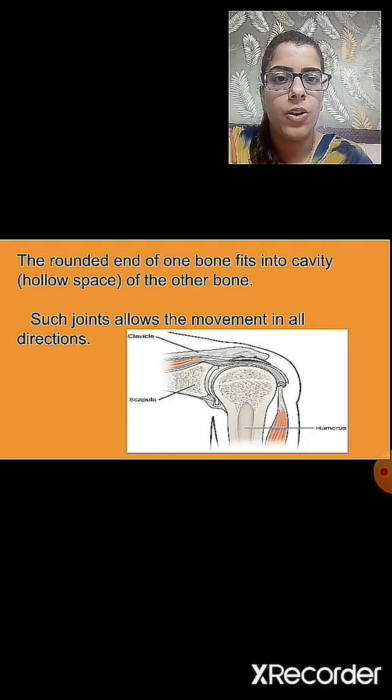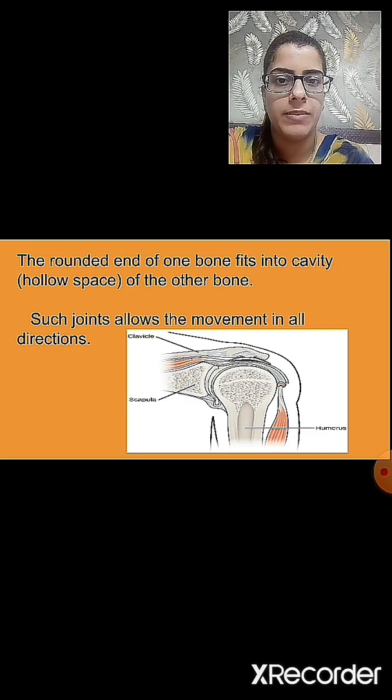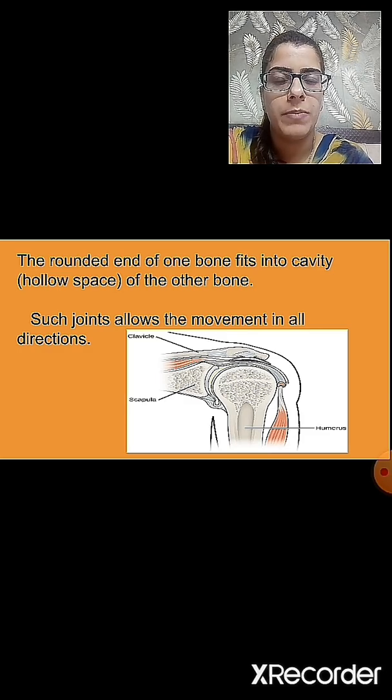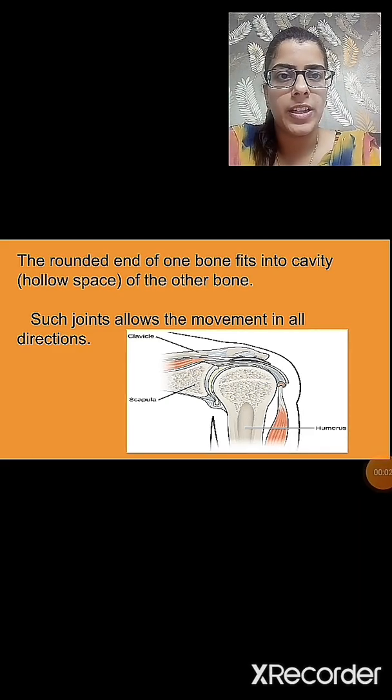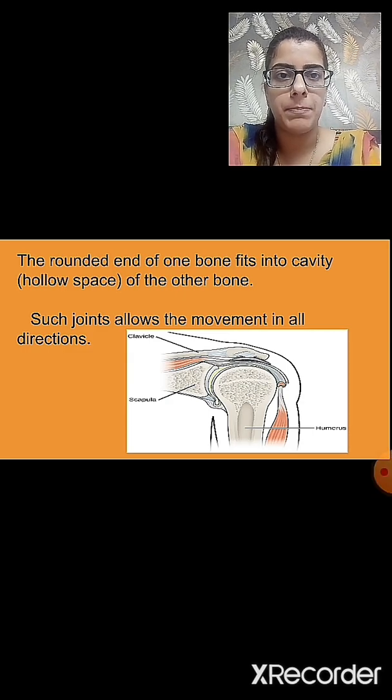The rounded end of one bone fits into the cavity, or the hollow space, of the other bone. Such joints allow movement in all directions. So, where is the ball and socket joint present in our body? It is present in the hip region and in the shoulder.